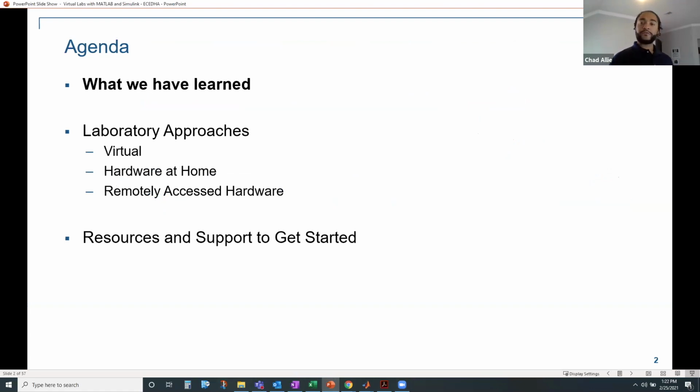Then I want to get into a few different laboratory approaches, looking at virtual labs similar to what Doug has just previously showed us. Thinking about hardware at home, and then also being able to access hardware from a remote location. And then once we get through that, I want to give you a few resources to help you get started with actually developing a lab, potentially for your own work.